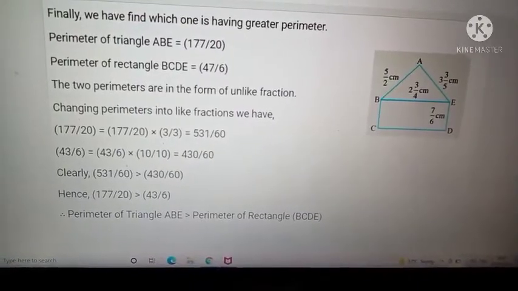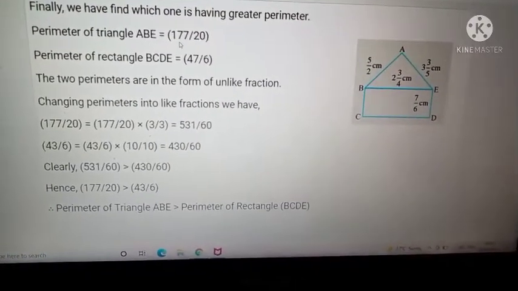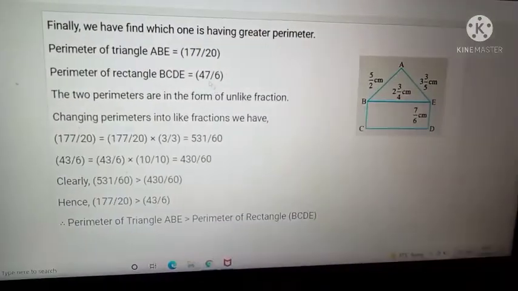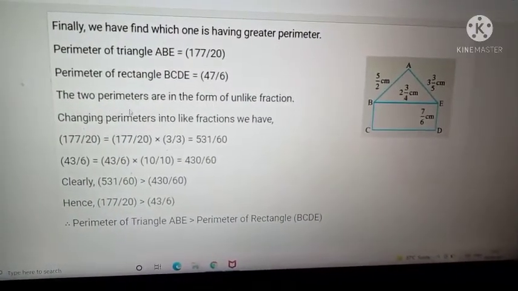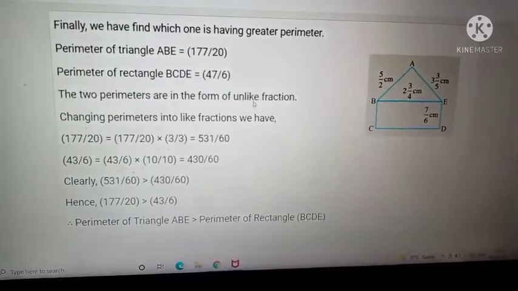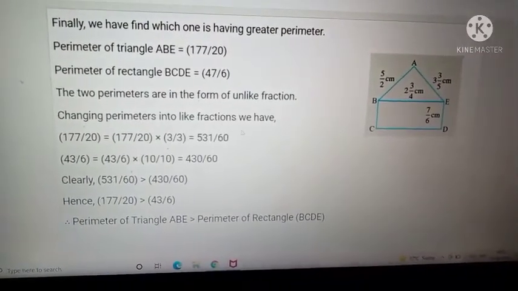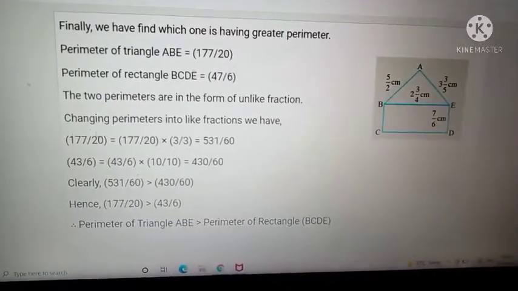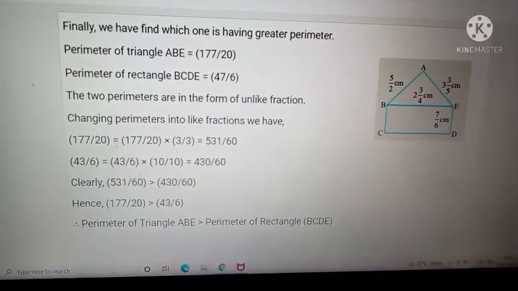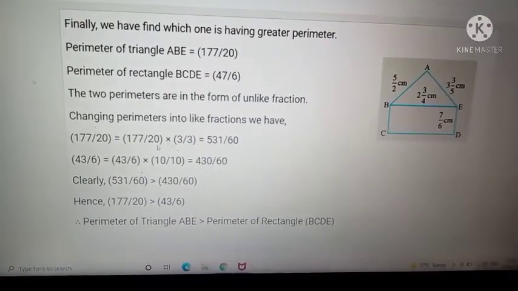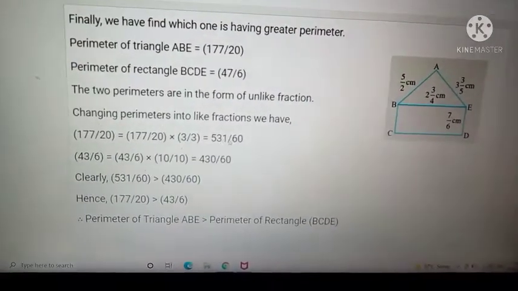See how we find. Perimeter of triangle is 177 by 20. Perimeter of rectangle is 47 by 6. The two perimeters are in the form of unlike fractions. Changing perimeters into like fractions, we have 20 and 6. We need to find the LCM. That is 60. So 177 by 20 into 3 by 3.